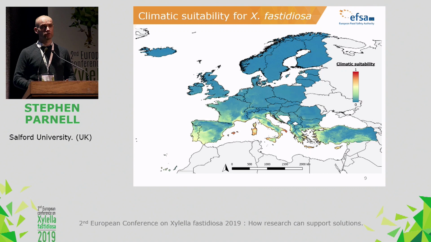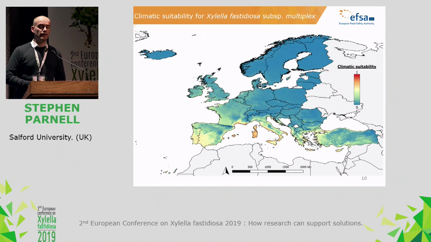But you can see that what it shows is that the risk is highest basically in southern areas of Europe when we consider at the species level. Juan also looked at it at subspecies level, and there we can see some differences. So for example, this is multiplex, and what we find is that there's increased risk of establishment in northern areas of Europe when we look at something like multiplex. But what isn't shown on this map is the uncertainty, and the uncertainty increases quite dramatically when you go down to subspecies level just because of the data availability.